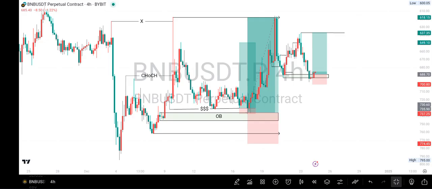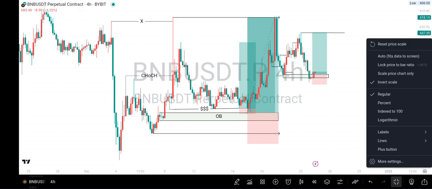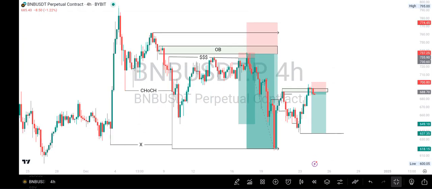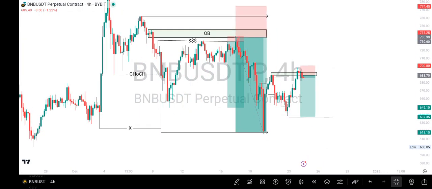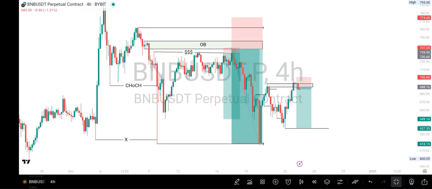So let me take it back to the initial setting. You can see if we had seen this short earlier, this second trade would have been in profit by now also. So that's about supply and demand zone. Like I said before, let me do a summary, a recap.